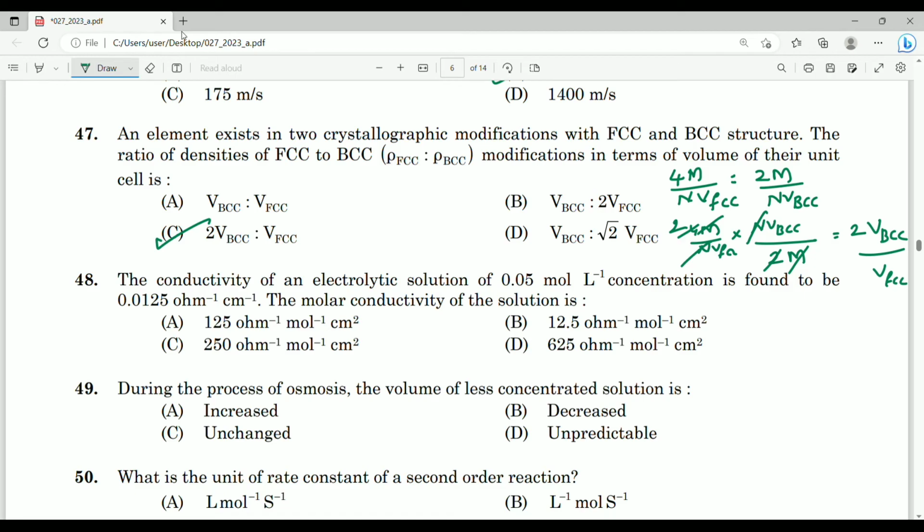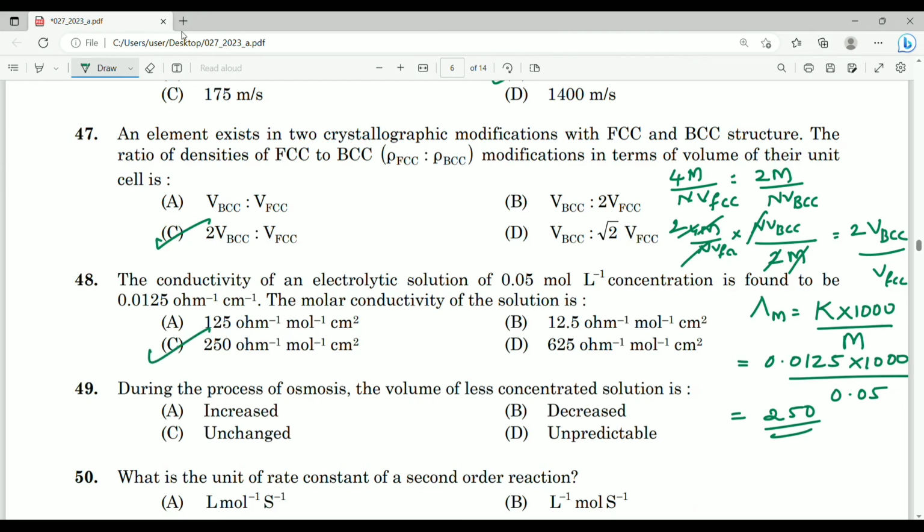48. The conductivity of an electrolytic solution of 0.05 mole per liter concentration is found to be 0.0125 per ohm per centimeter. The molar conductivity of the solution is, so lambda m equal to kappa into 1000 by m, equal to 0.0125 into 1000 by 0.05. That will give you 250. So the answer is C option.